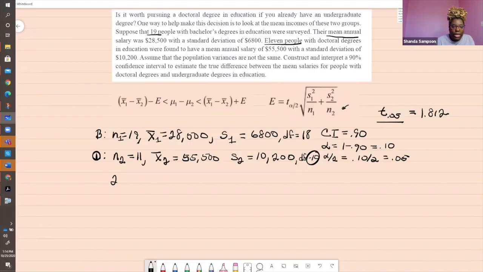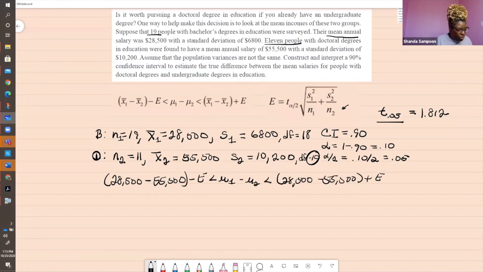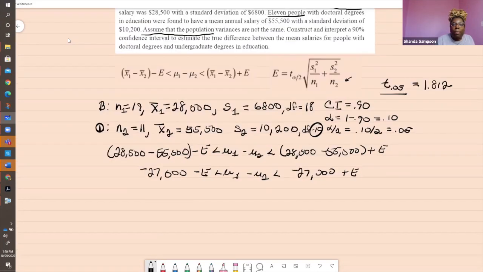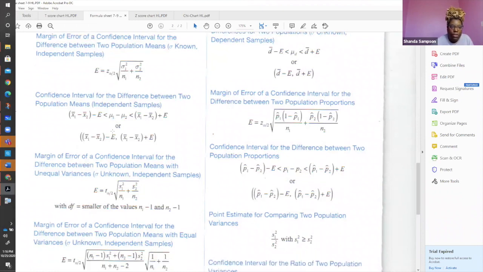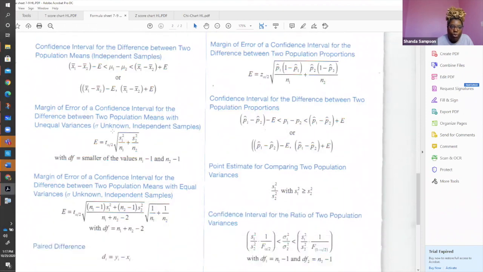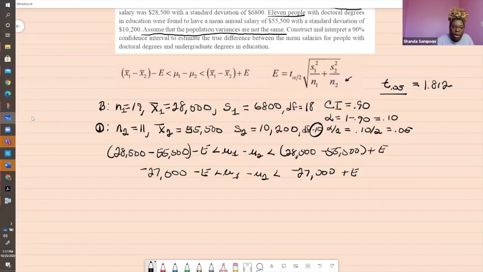So here's the formula. We have 28,500 minus 55,500. You get negative 27,000. That's the point estimate. Now, let's take a look at the formula chart, and we're going to assume, right, that the population variances are not equal. So we're looking for the E where the variances are not equal. And right here, you see this formula says unequal variances. So now we just need to plug that one in.